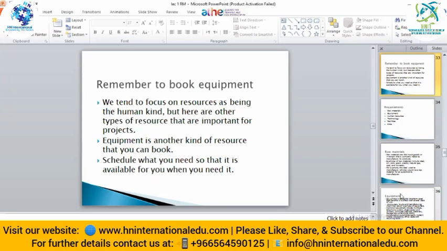We have to book the equipment. We have to mention the date, we have to send the reminder, and for that week or that month we have to use that equipment in advance. We have to book the appointment, or we have to book that equipment. We tend to focus on the resource as being human kind, but there are other types of resources that are important, that are non-human resources. Equipment is another kind of resource that you can book. Schedule what you need so that it is available for you when you need it.